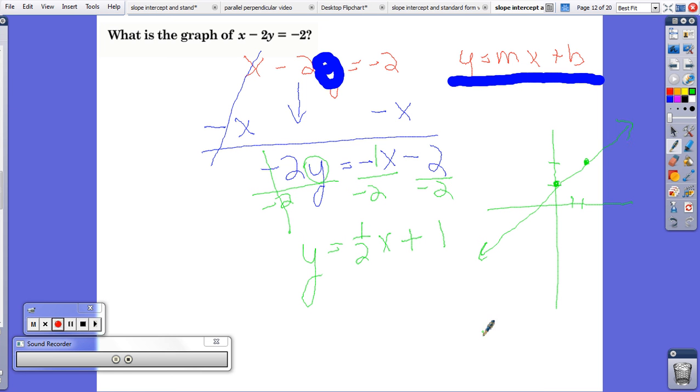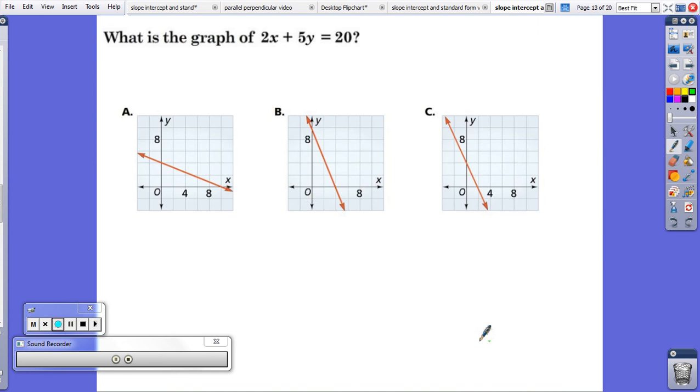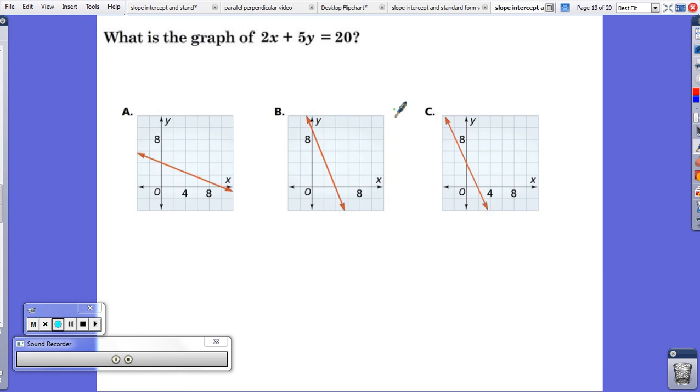So we did it both ways, okay? It's the same line. I just used slope. And if I go down 1 and over 2 here, right, there's my other point. Right, now what is the graph of 2x plus 5y equals 20? Now here's where you're going to have to decide. You can either solve for your x and your y-intercepts, or you can transform it into y equals mx plus b. So I'm going to give you time to do that, then I'll do the answer.